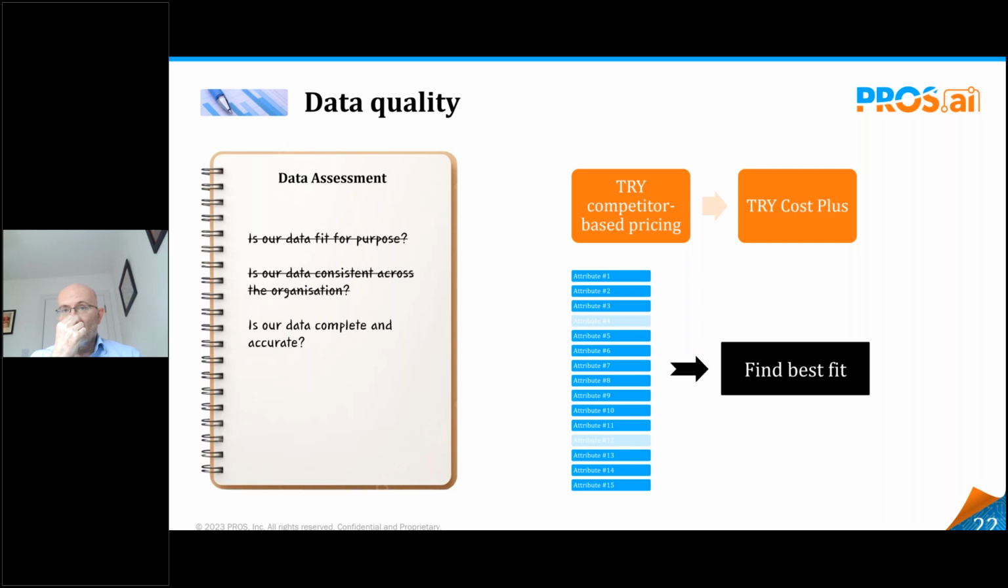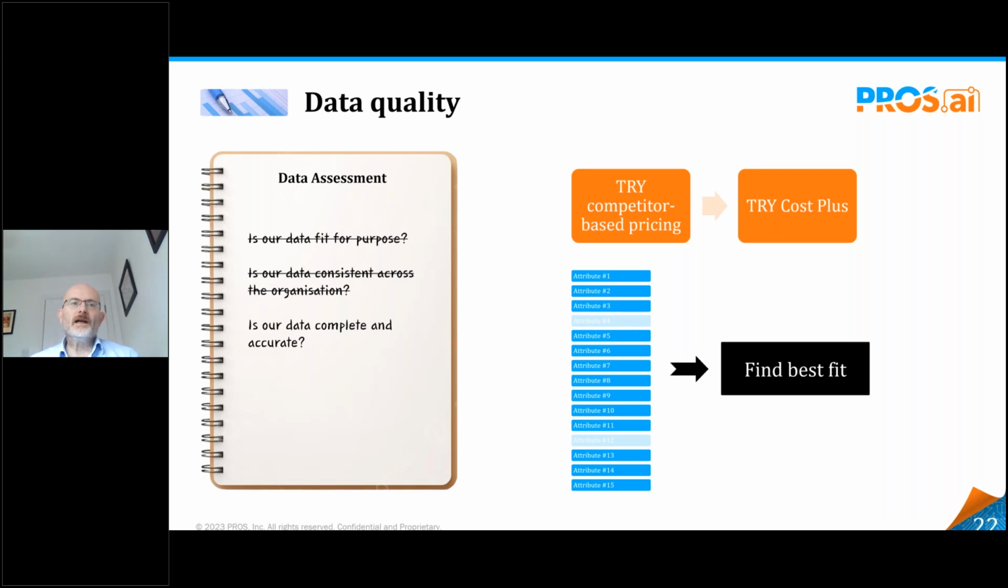In the case of using AI to generate pricing recommendations, the great thing about neural networks is that they will find the best fit, the best pricing recommendation, based on the attributes that we're feeding into the model. So if we've got some missing in some cases, it's not that important because it will just use the ones available to still come up with the best possible price based on what we've got available.